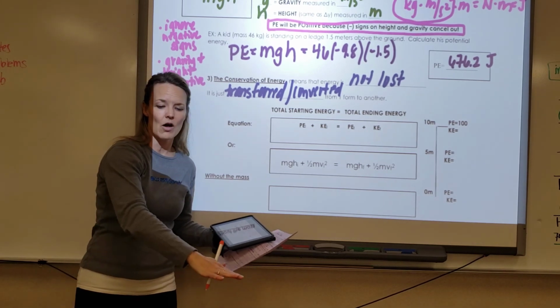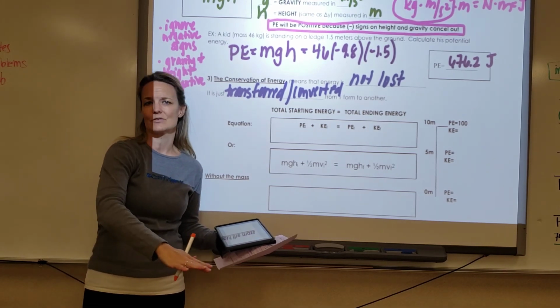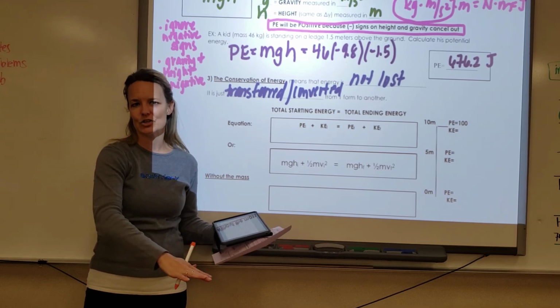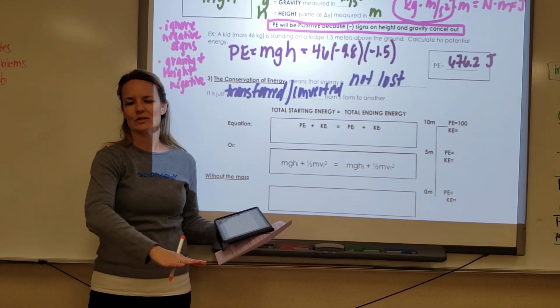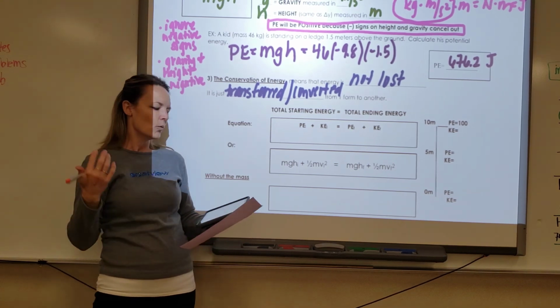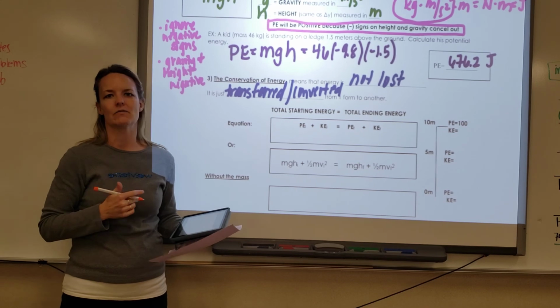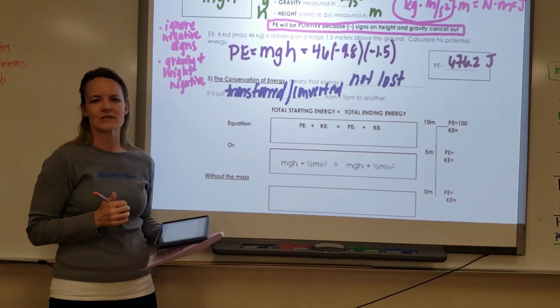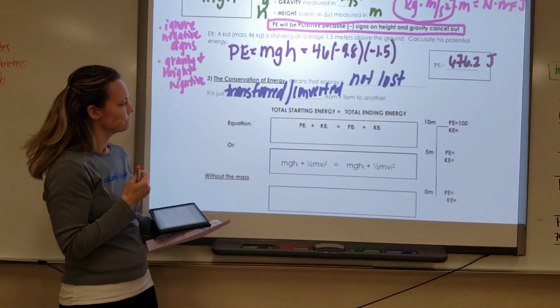When you finally get all the way down to the ground, you're going as fast as you will. You have a ton of kinetic energy. The potential energy goes down to zero because you have no more height. It transfers between the two types of them. We are going to assume we don't lose any of it to friction or to heat. It just gets converted from one form to the other.